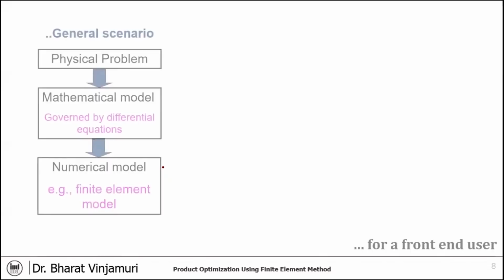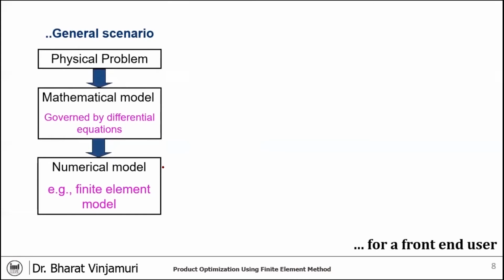Now let me talk about this for a front-end user, and how he sees the problem scenario. The general scenario I talk about is something like this: a physical problem has to be converted into a mathematical model. This mathematical model is solved by using a numerical method. The scenario is very simple.